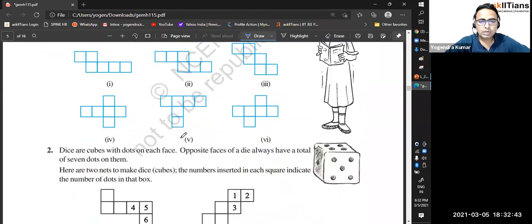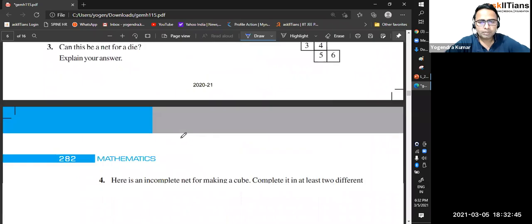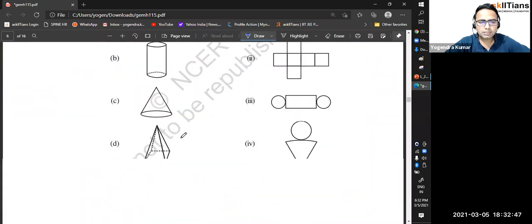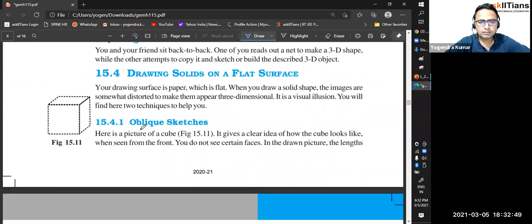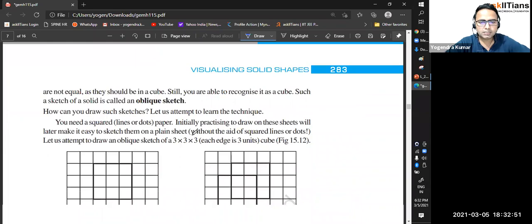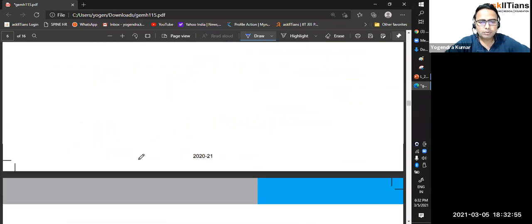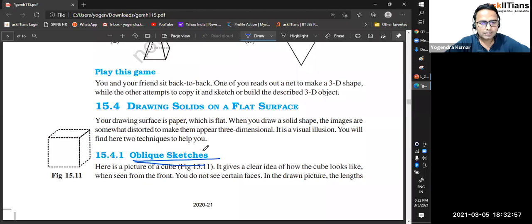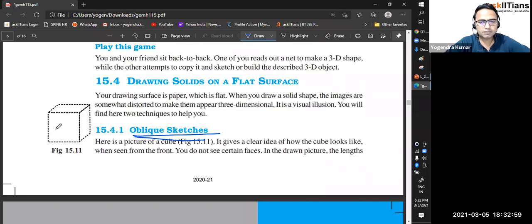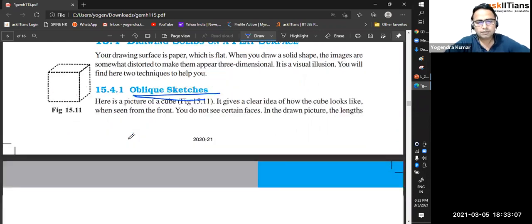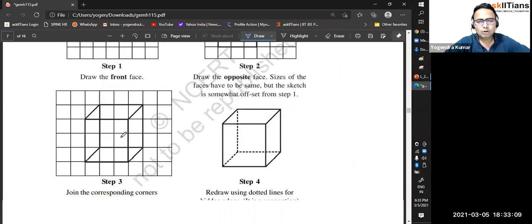Next, what we have seen is oblique sketches and isometric sketches. Oblique sketches are those where we don't give the exact length or exact dimension, but we give a rough figure by which we can observe that this is a cuboid or a cube or different shapes. So this is an oblique sketch.